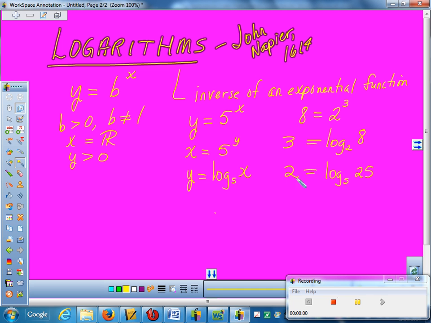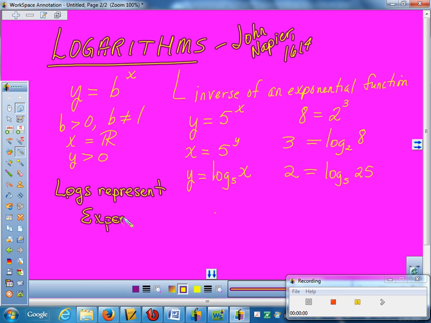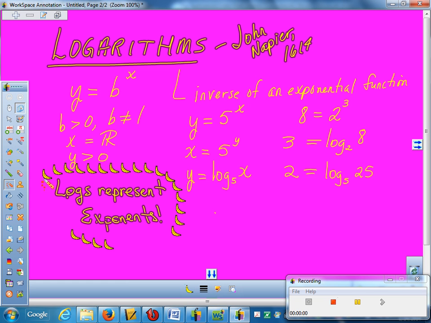Logarithms represent exponents. A log equals an exponent. Can't say that enough. Can't write that big enough. You're going to remember that forever. I'm sure this is in your journal. Logs represent exponents. That's crucial. A logarithm represents an exponent. When you see a log, think this is an exponent.